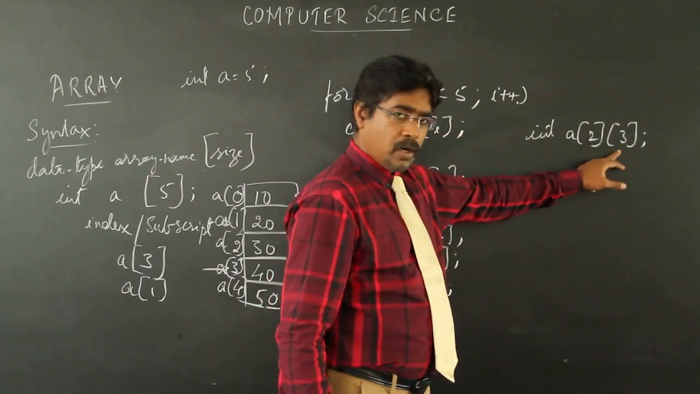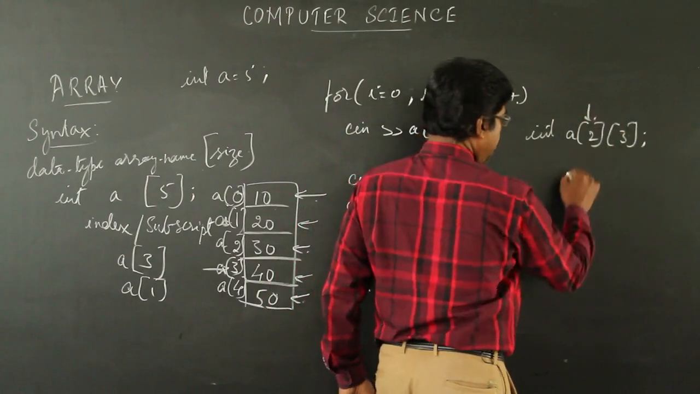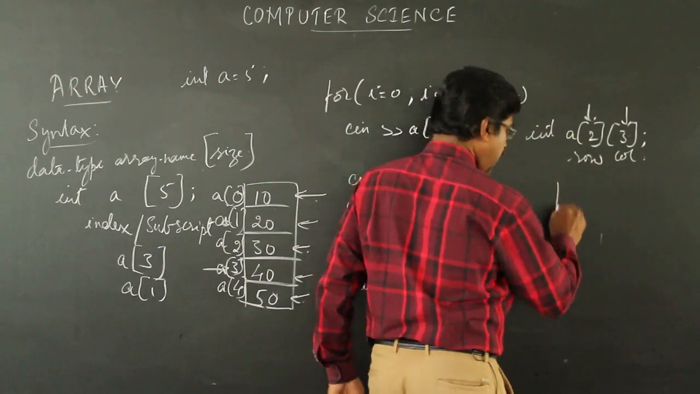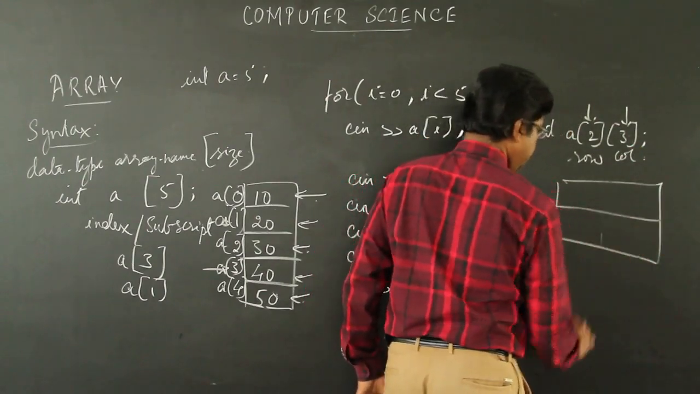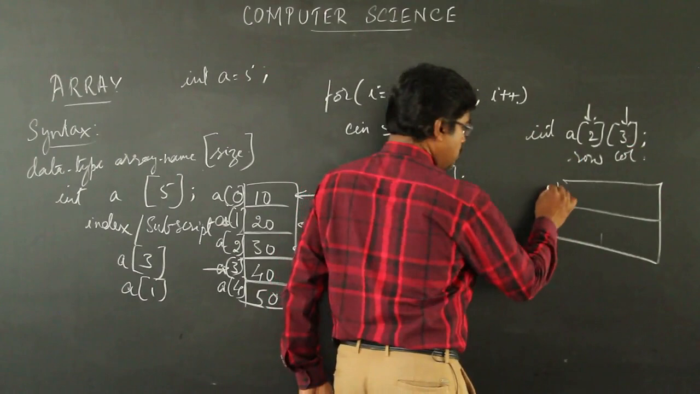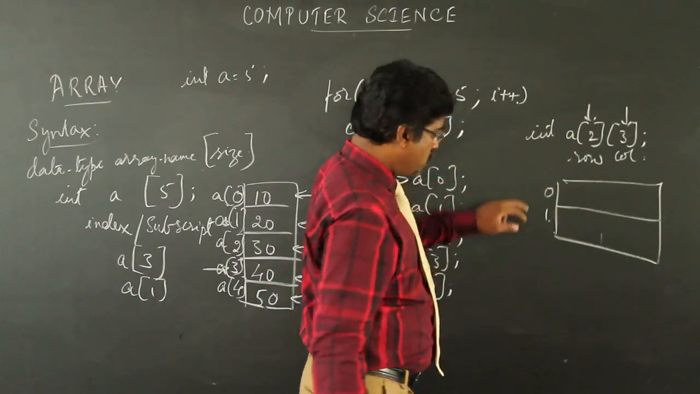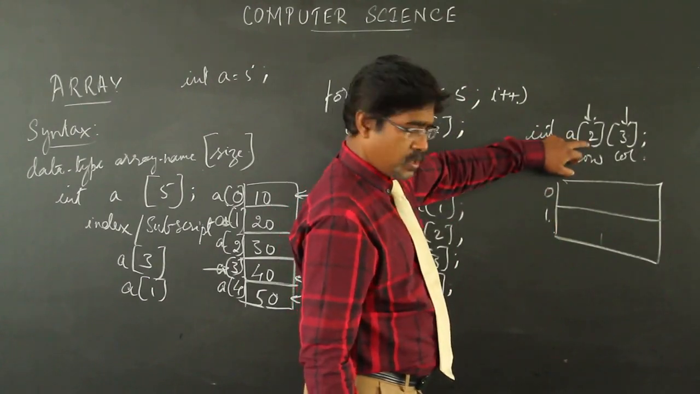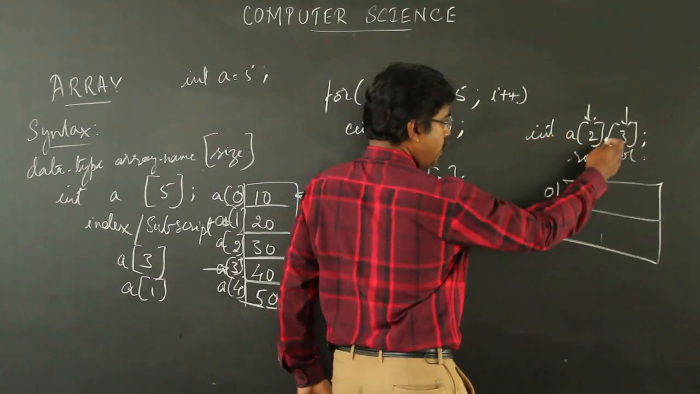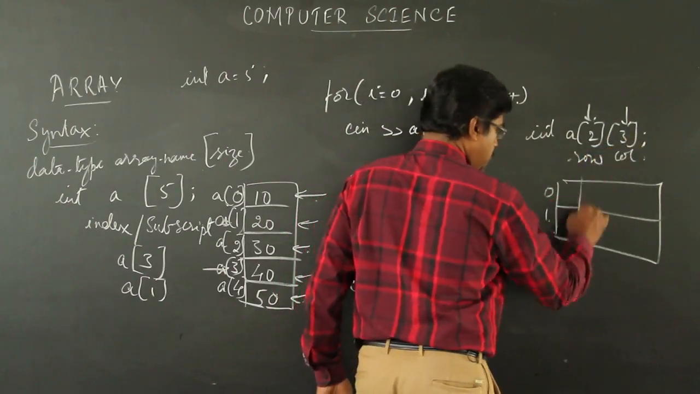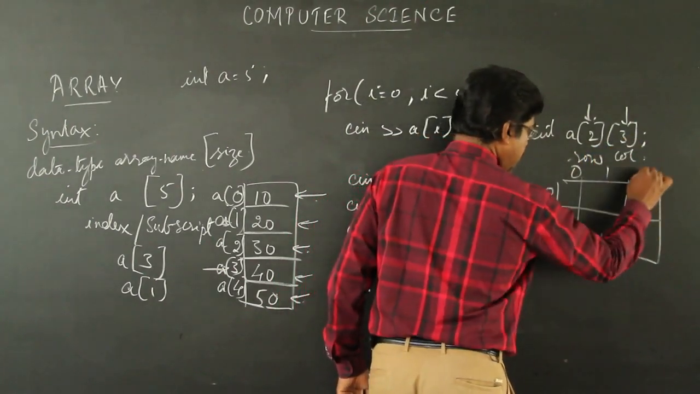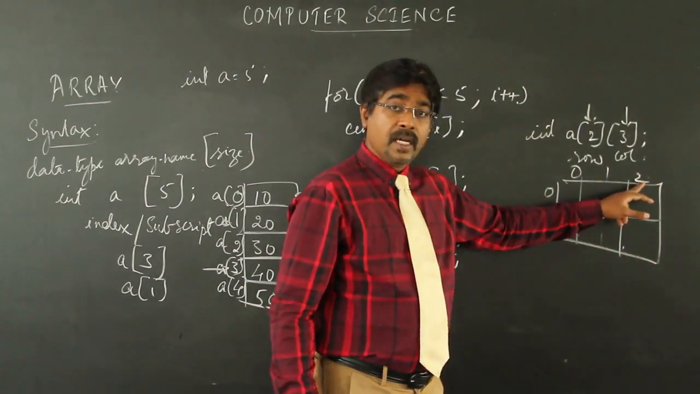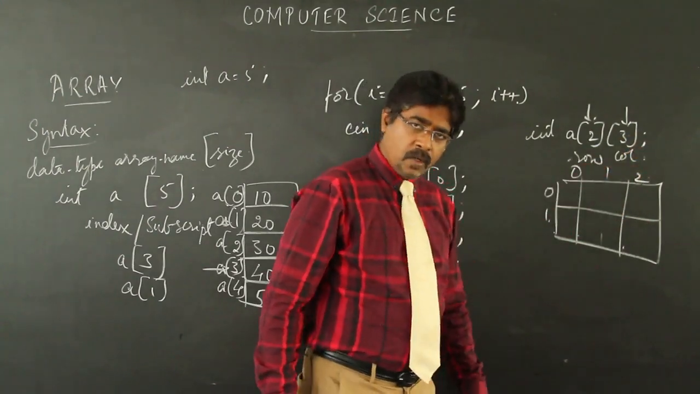2 rows, 3 columns. So the first index will be for the row and the second index will be for the column. Likewise, when I take it in the order of a matrix, then 0, 1 will be for the 2 rows. The index begins with 0 for the row and ends with 1, because there are 2 rows, the size is 2. Likewise, for the column, the size being 3, we take 0, 1, then 2.